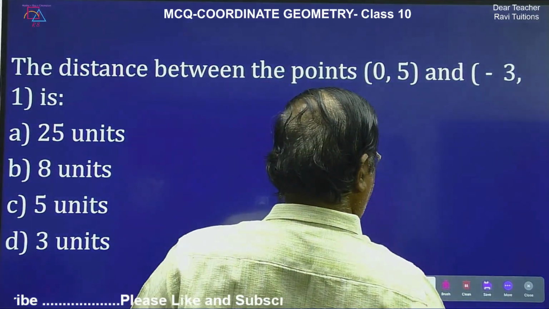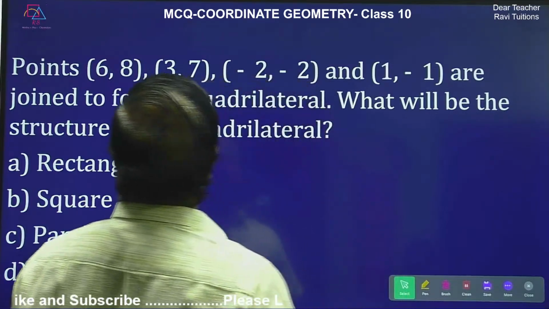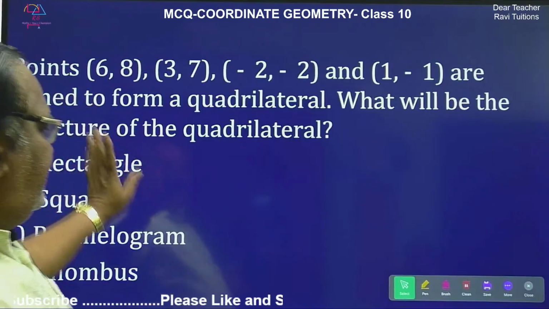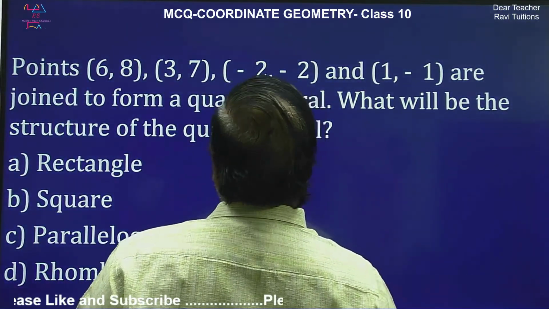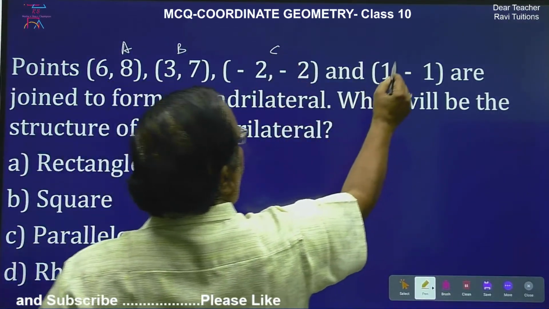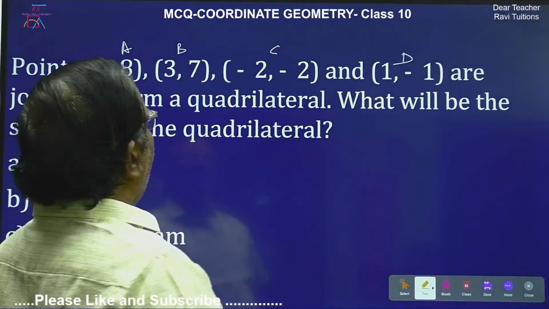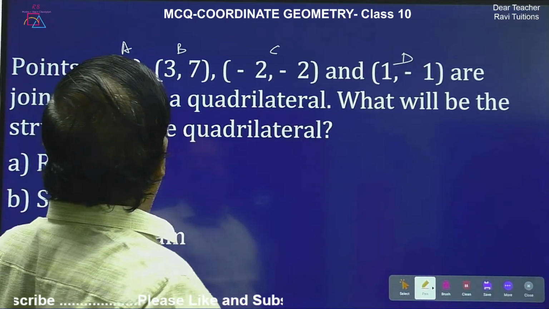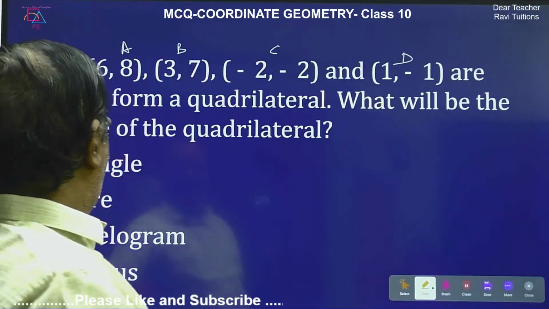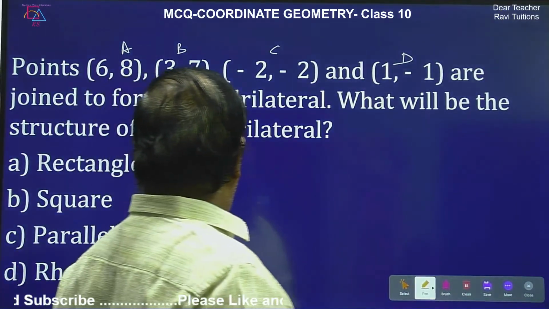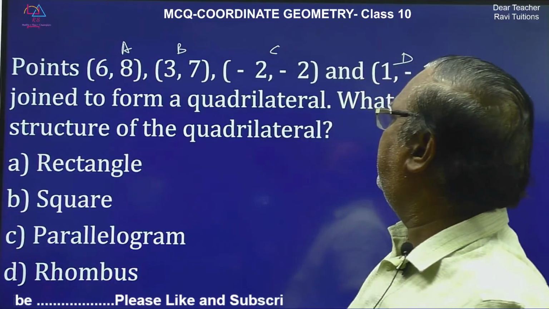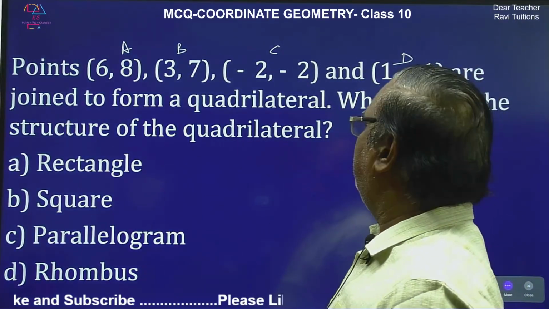So now let us go to another question. This question: 4 vertices are given. You have to identify, they say this is A and this is B and this is C and this is D. 4 vertices are given to form a quadrilateral. What will be the structure of the quadrilateral? Whether the quadrilateral is a rectangle or a square or a parallelogram, okay, or a rhombus.